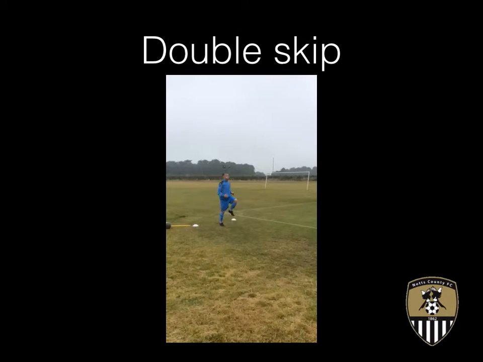Then we've got the double skip, which is just a progression of that exercise. So again, we're always looking at posture. We're always looking at how high his knee can get. So we're working on hip mobility. We're working on that Achilles tendon, making it nice and stiff by heel striking on the ground and rebounding back up. And yeah, that's it.